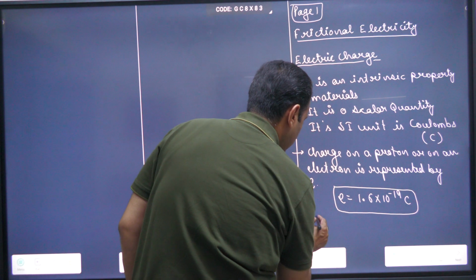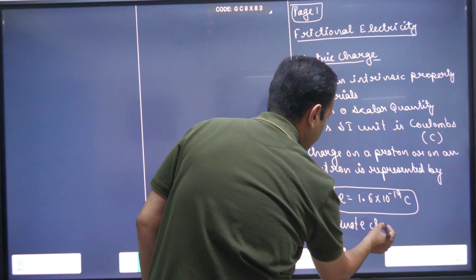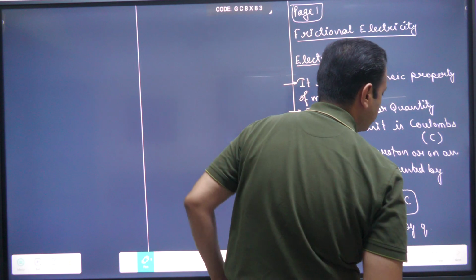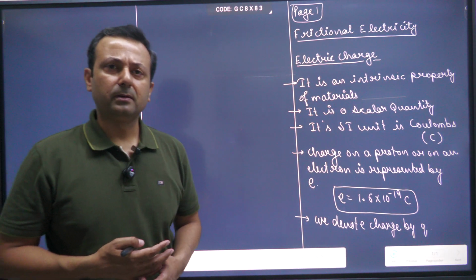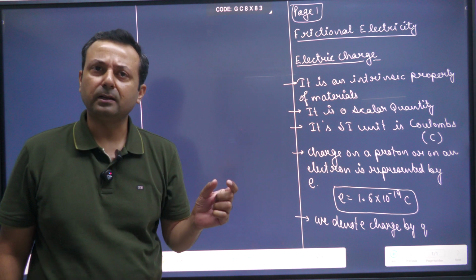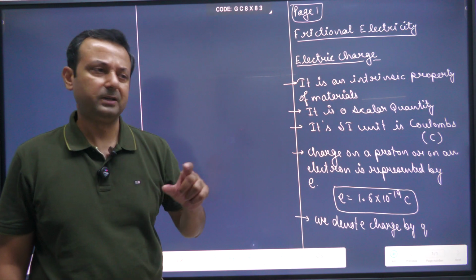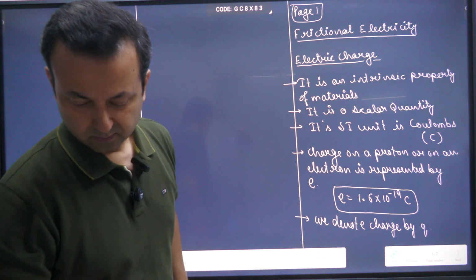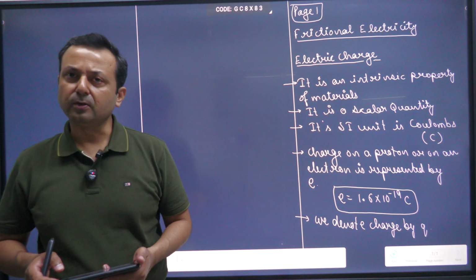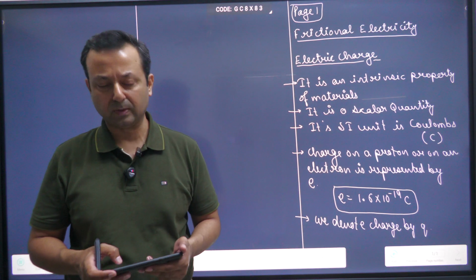We denote charge by small q or capital Q. Every term is denoted by some letter, like current is denoted by I, like voltage is denoted by V. Similarly, charge is denoted by Q. Now, next point is electrostatics. Electrostatics is the study of charges at rest. When charges remain at rest, then that type of study is known as electrostatics.